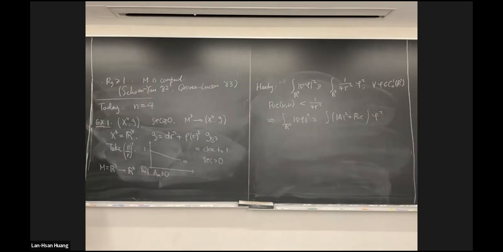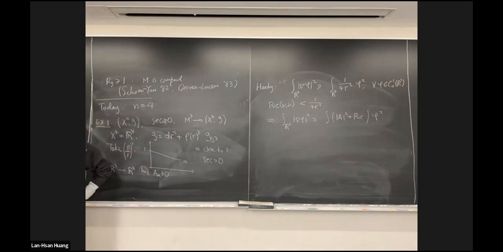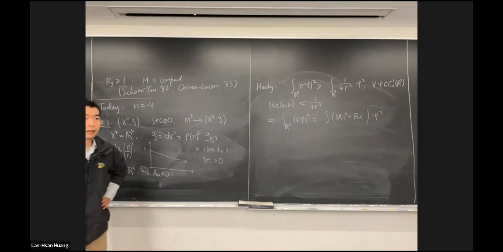So the first upshot is that in a 4-manifold with positive sectional curvature, there is a complete stable minimal immersion. Okay. So which step of this computation fails in dimension 3?